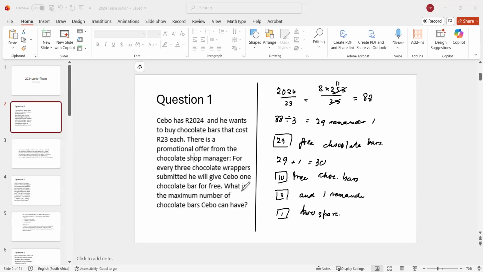So the question is, what is the maximum number of chocolate bars Cebo can have? You have to add up all these things. You've got the 88 plus 29 is 117, then 127, 131. So the number of chocolates he has is 131.